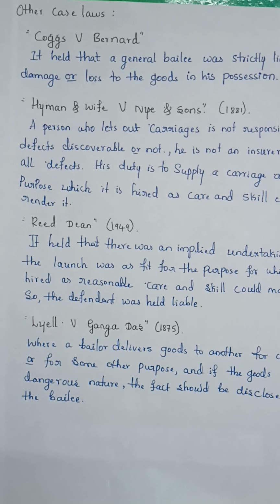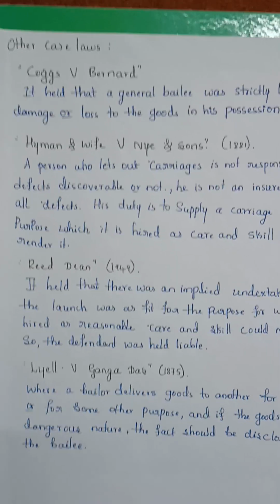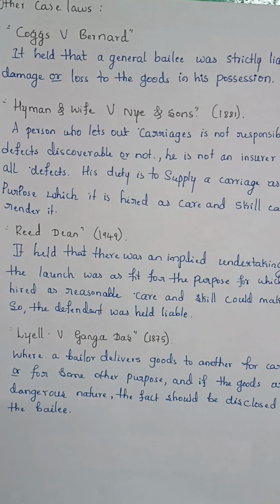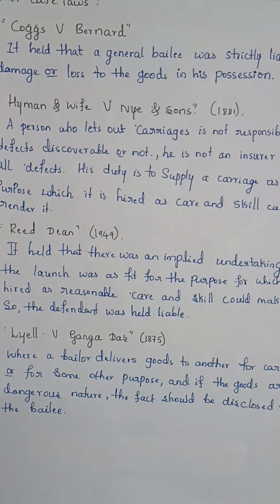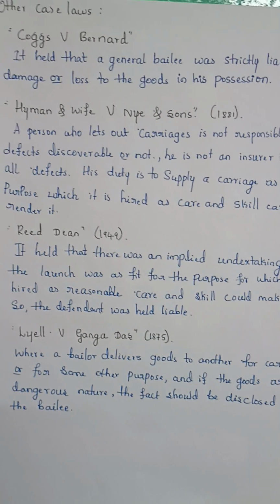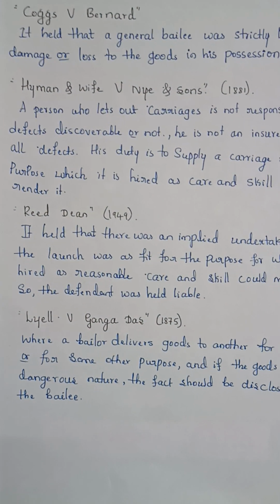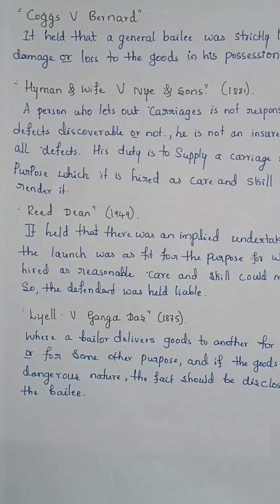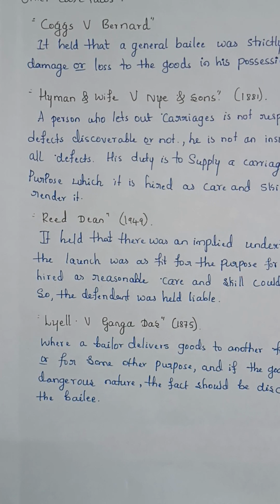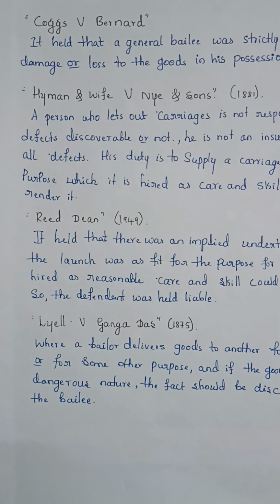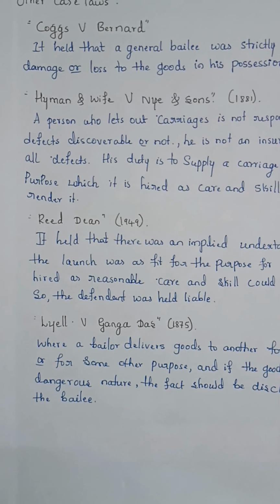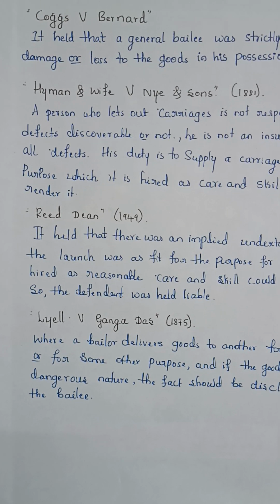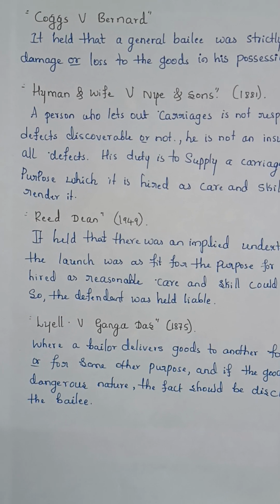Another set of important case laws relating to bailment. The first case is Coggs versus Bernard. In this case, the court held that a general bailee was strictly liable for any damage or loss to the goods in his possession. And another case, Hyman and wife versus Nye and Sons. In this case, the court held that a person who lets out a carriage is not responsible for all defects, discoverable or not. He is not an insurer against all defects. His duty is to supply a carriage as fit for the purpose for which it is hired, as reasonable care and skill could make it.